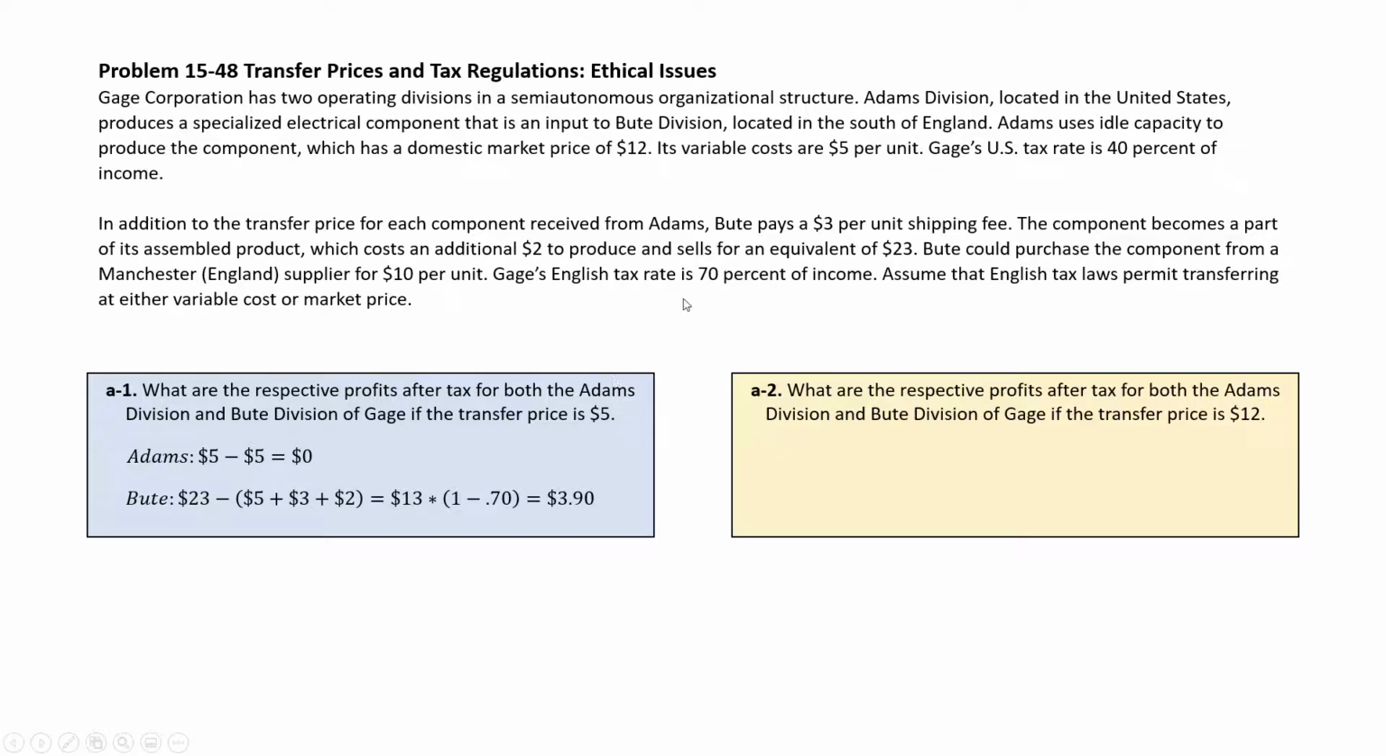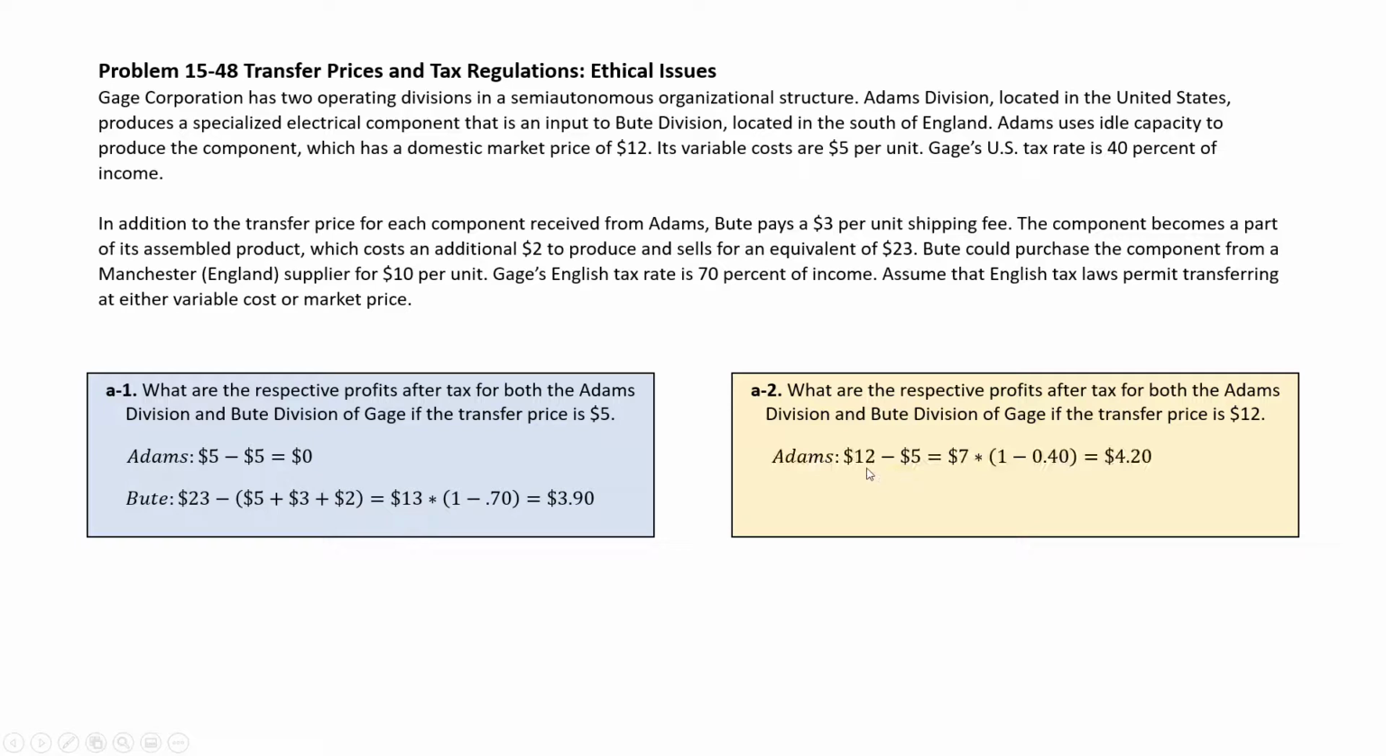Recall, though, that the English tax rate is 70%. So here I'm taking 100% minus 70%. I'm saying what's left over, that's only 30% of the $13, which is $3.90. So that's their after-tax profit. In part two, we're saying, what if the transfer price was the typical market price that Adams can use selling this component to others, which is $12? Again, you'll say, that's not what we should use if there's idle capacity, so just bear with me on this.